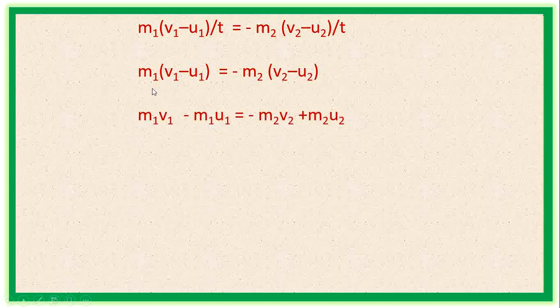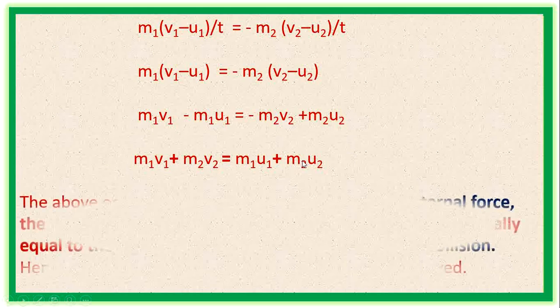Now, you have to multiply this: m1 v1 minus m1 u1 is equal to minus m2 v2 and minus m2 u2, and minus becomes plus. Now, we have to bring final velocity to one side and initial velocity to another side. So, m1 v1 plus m2 v2 is equal to m1 u1 plus m2 u2.